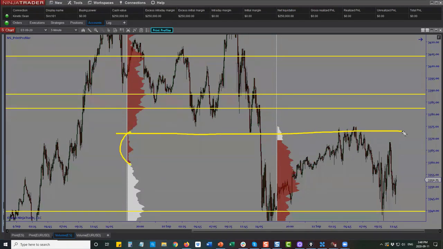And so that's what happened here. They hit the wall of volume. We tested it several times. The market couldn't stay there. And the reason for that is because the market's been quite bearish. So anytime the market goes into resistance on the wall, it's going to get slammed.